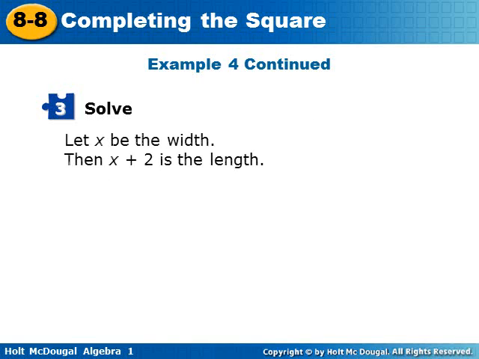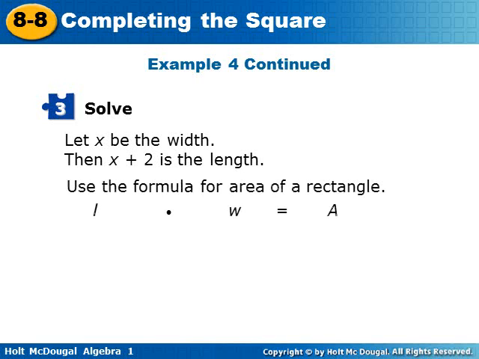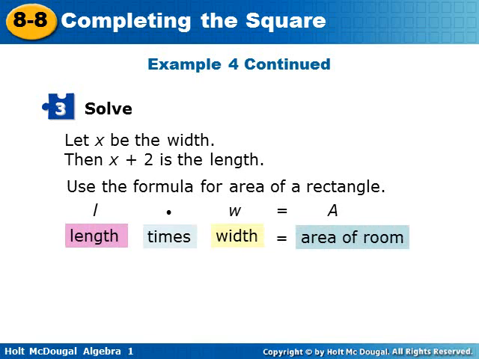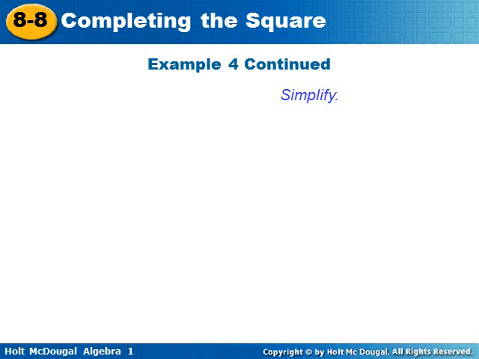So we're going to have x be the width, and then x plus 2 is the length. We're going to use the formula length times width equals area. So the length times the width is the area of the room. So x plus 2 is the length times the width, which is x, equals 195, the area of the room.